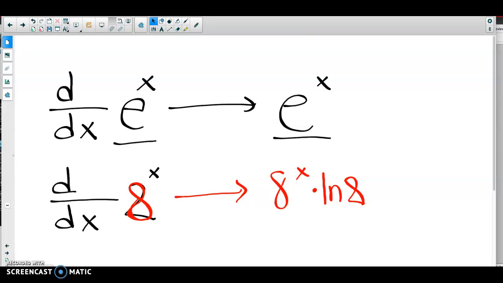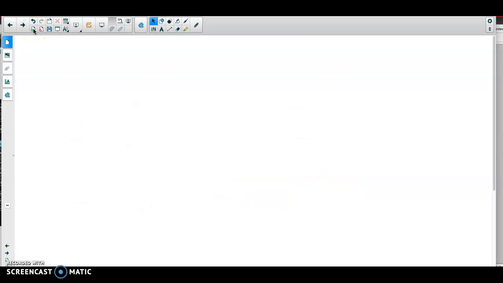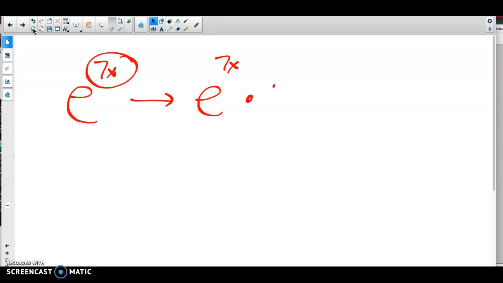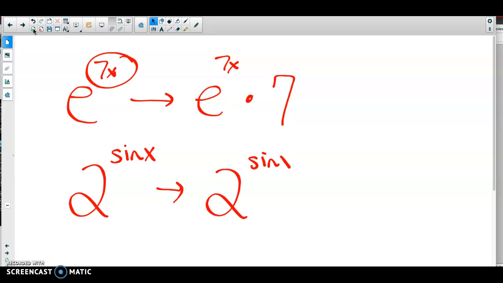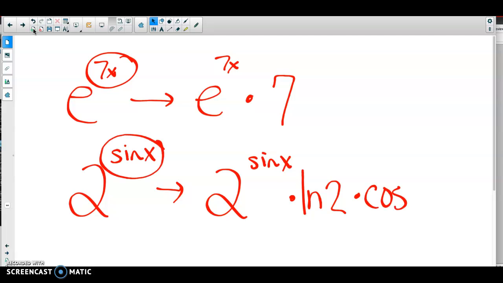Quick example of a problem would be like so. If I started out with e to the 7x, I'm using the chain rule now. The derivative of any exponential function is itself times the derivative of the inside, which is right here, which is 7. If I have 2 to the sine x, it's going to be itself, 2 to the sine x, times the constant that it's a little bit off by, ln of 2, times the derivative of this function right here, sine of x, which is cosine of x.